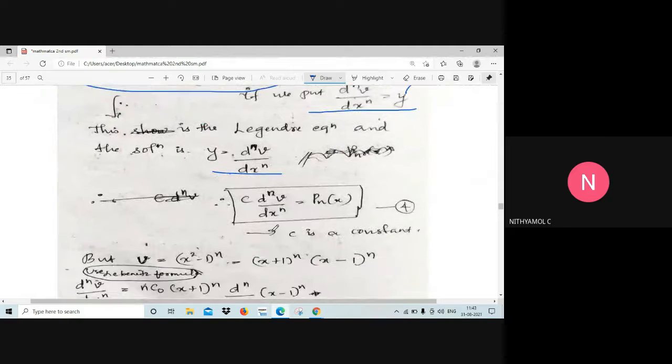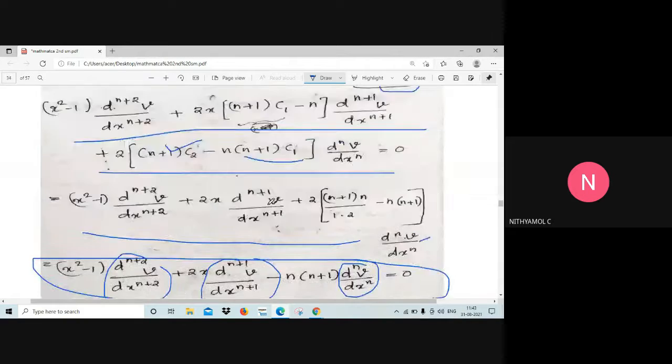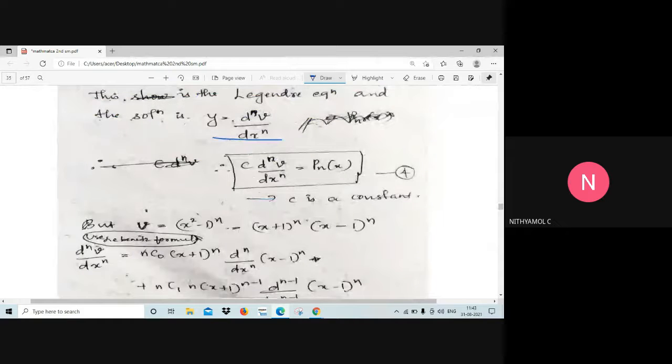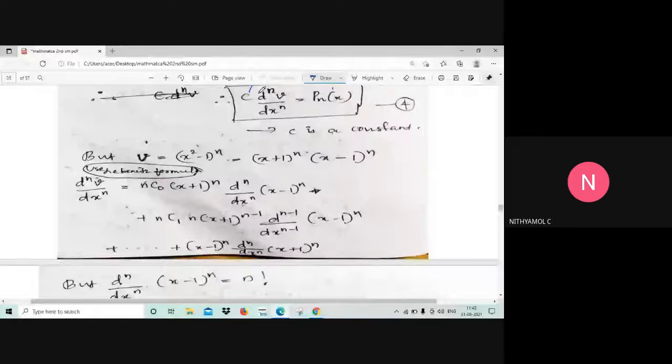Then I can put a constant here, c into d^n v by dx^n equal to Pn of x, because our solution is in the form of a into Pn of x plus b into Qn of x. Okay, so some constant into d^n v by dx^n. We can find out the value of c.